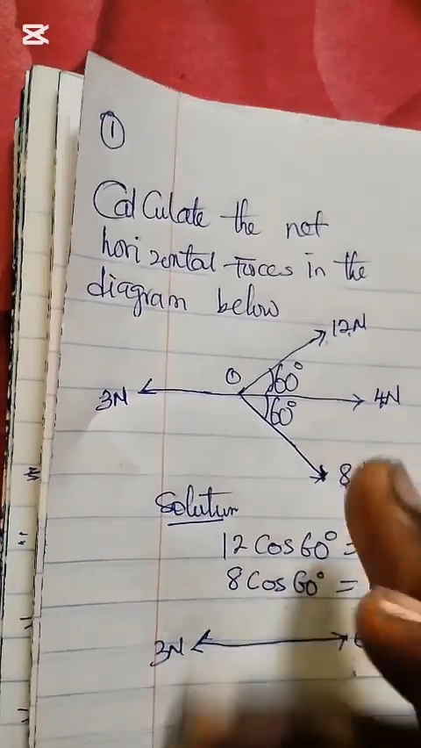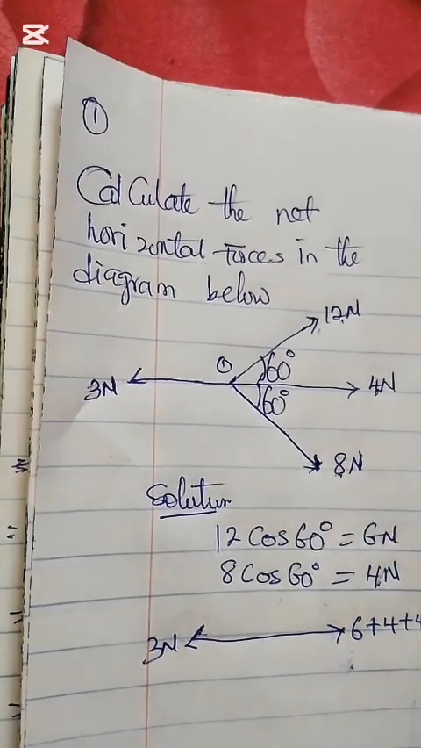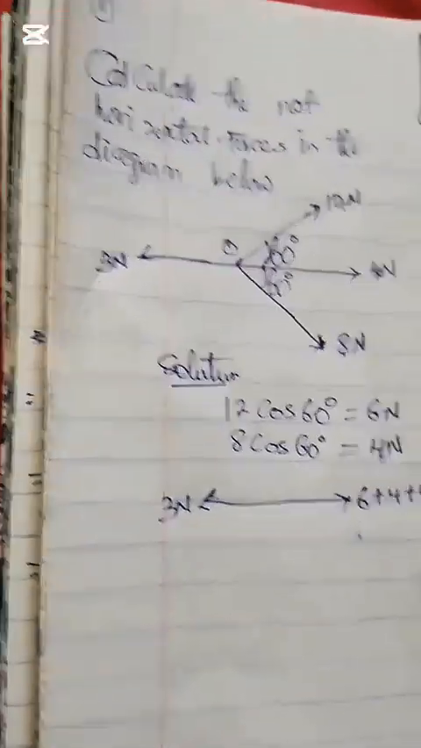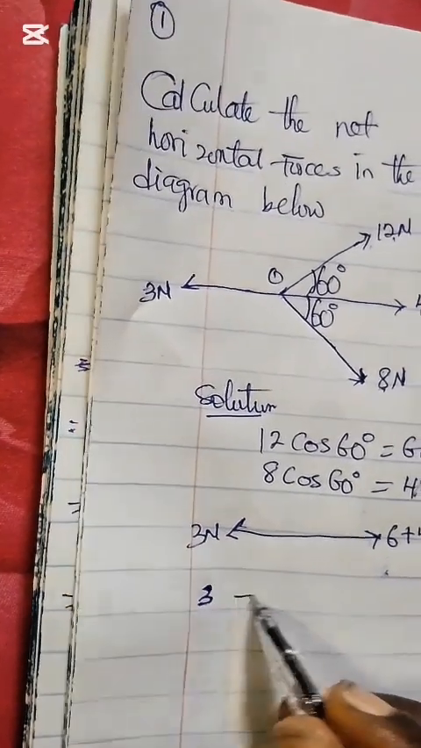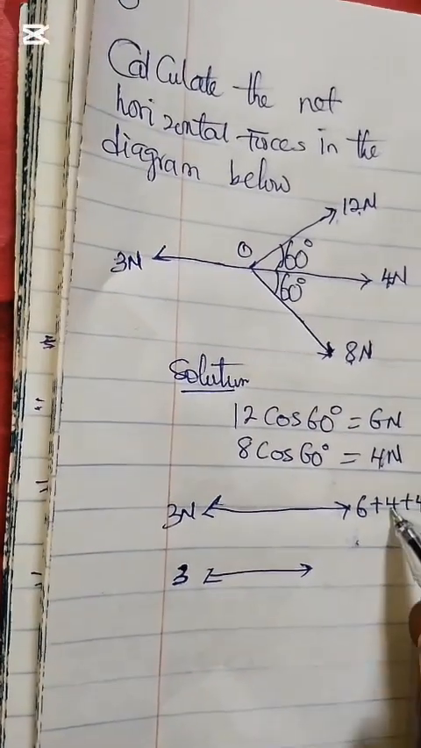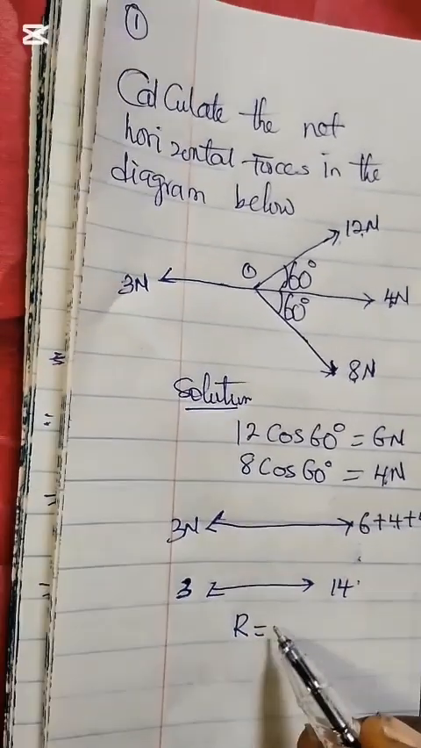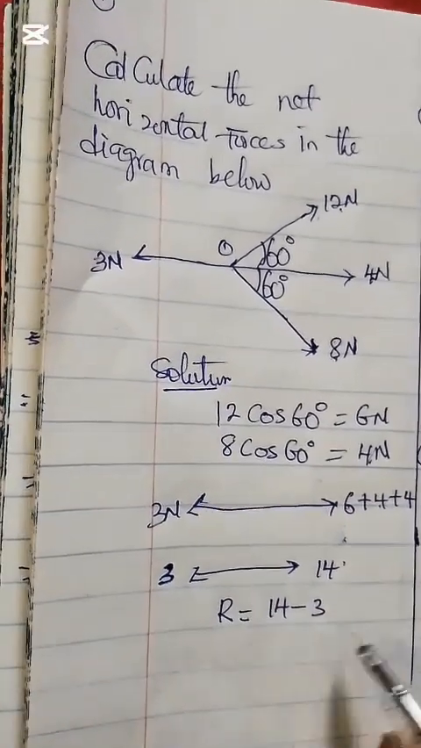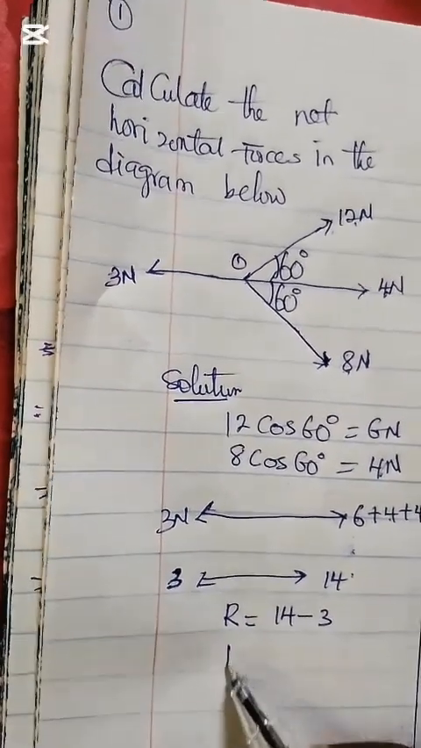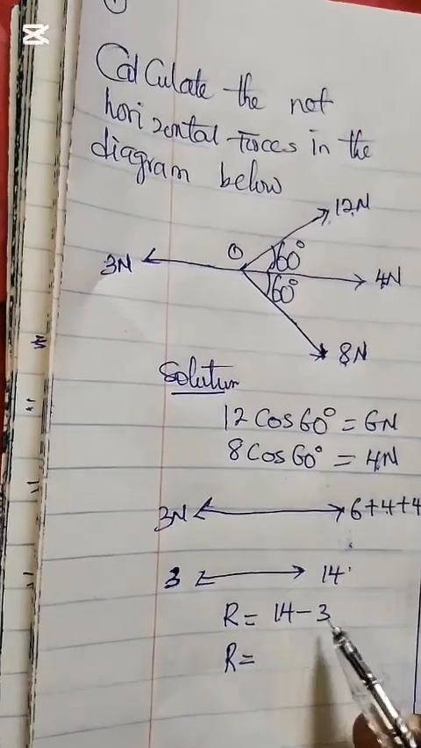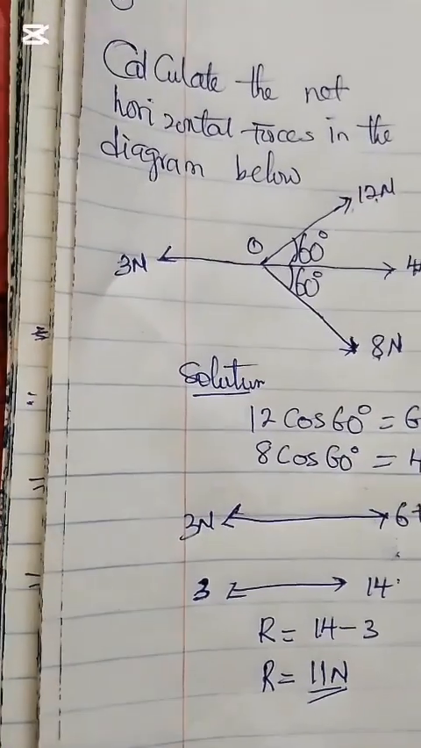Why am I adding? I am adding because they are moving in the same direction. And whenever vectors are moving in the same direction, I simply sum the vectors to get the resultant. So here 3 Newton is acting in this direction, and a total of 6 plus 4 is 10, plus this is 14, acting in the other direction. So the total resultant now will be 14 minus 3. Why am I subtracting? Whenever two vectors are moving in opposite directions, I simply subtract. So the resultant is equal to 14 minus 3, which is 11 Newton. That is how you find the resultant of vectors.